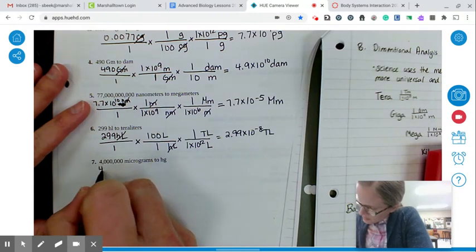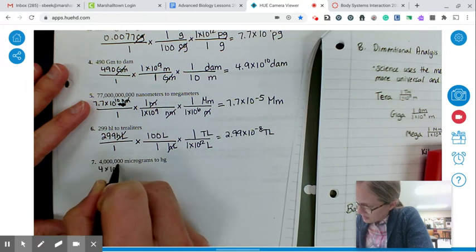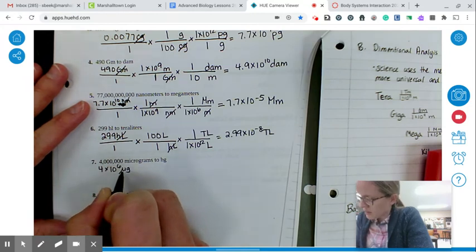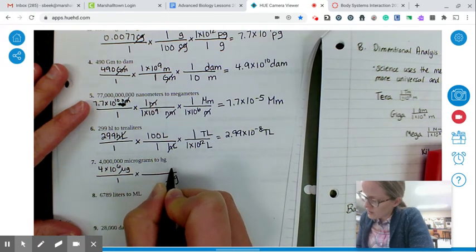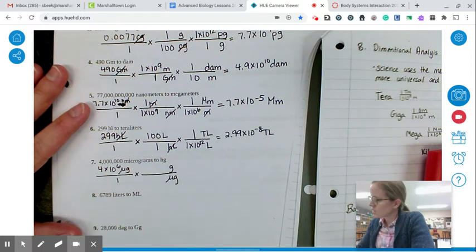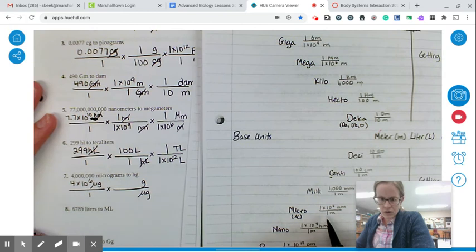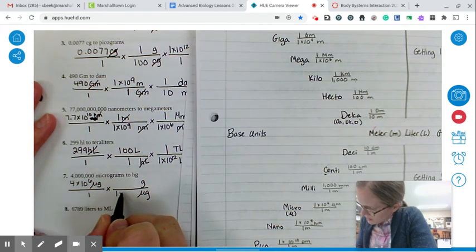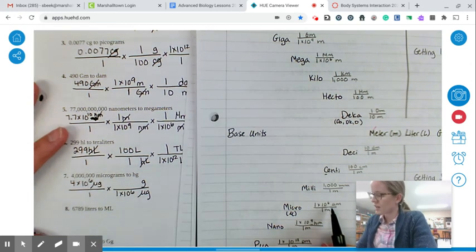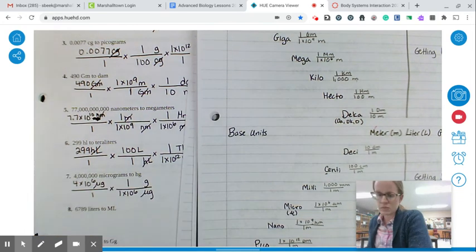Okay, here's another one where I'm going to be lazy and not write all those zeros. I'm going to make it 4 times 10 to the 6th micrograms. And I want to cancel out my micrograms first and take it to the base unit, which is grams. If I look it up, micro is 1 times 10 to the 6 microliters. So again, with this one, I have my micro on the bottom. So I'm going to take that whole thing and put it on the bottom and move the 1 gram to the top.